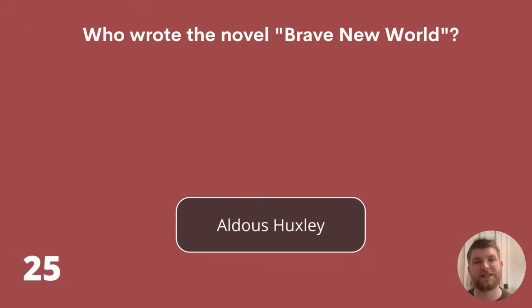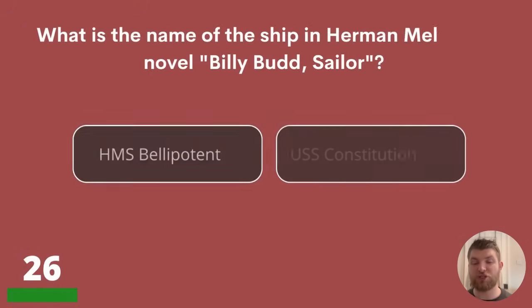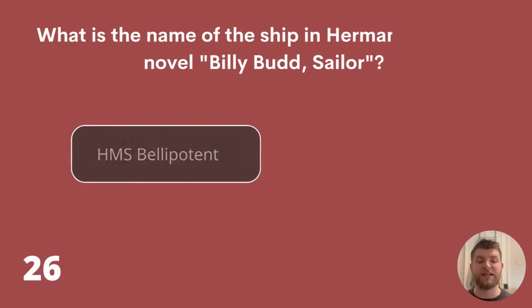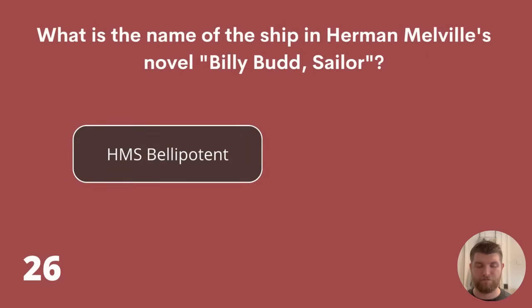Up next, question 26. What is the name of the ship in Herman Melville's novel Billy Budd, Sailor? HMS Bellipotent, USS Constitution, or HMS Bounty? The answer is HMS Bellipotent.